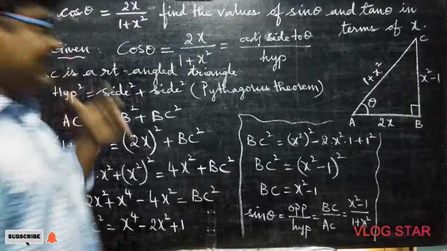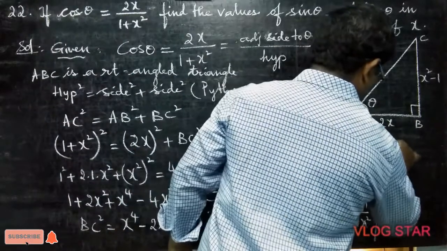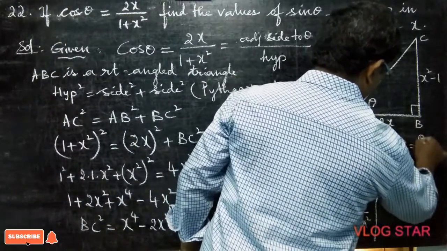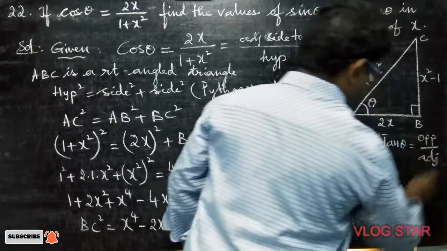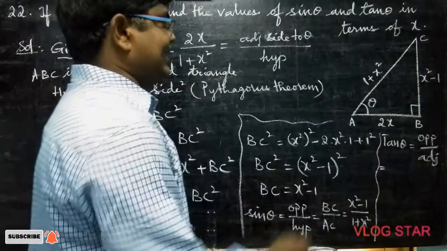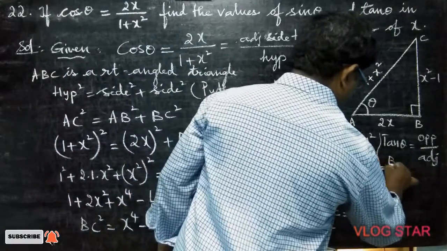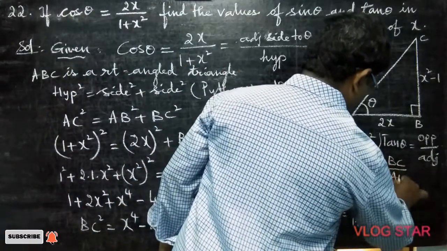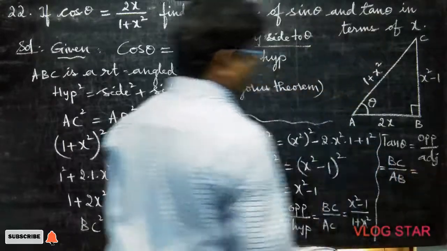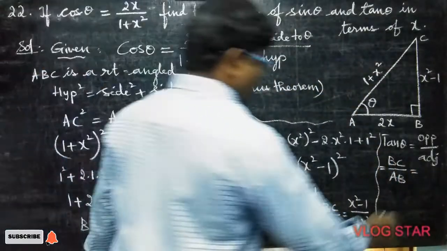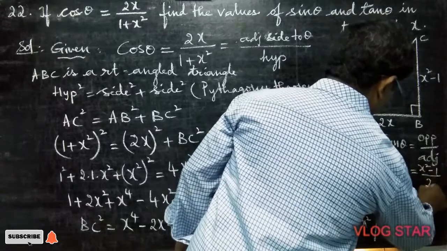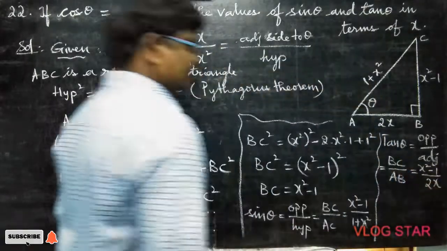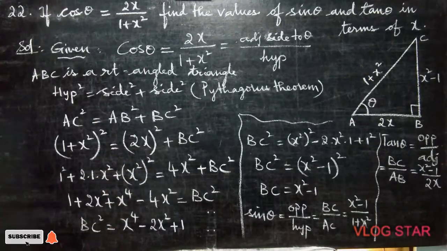Next one they are asking to find tan theta. Tan theta means what? Opposite side to theta by adjacent side to theta. Opposite side is BC and adjacent side is AB. So BC is x square minus 1 and AB is 2x. So this is the way of finding the values.